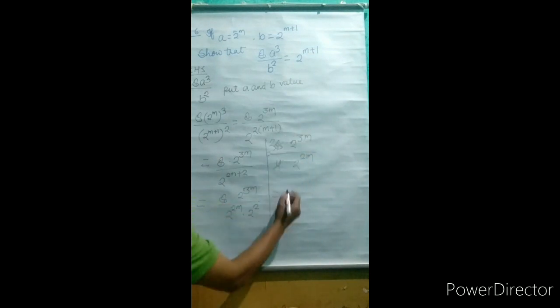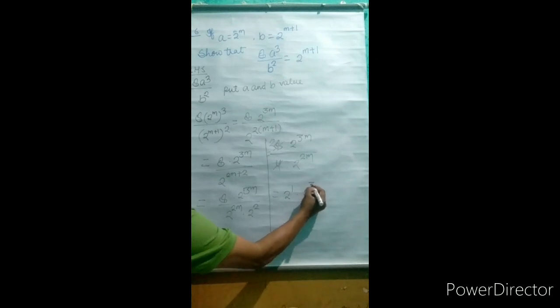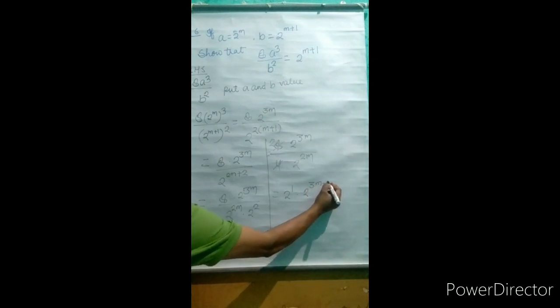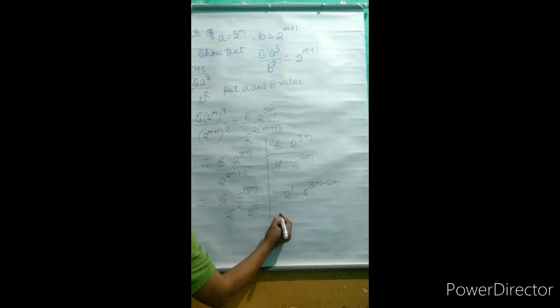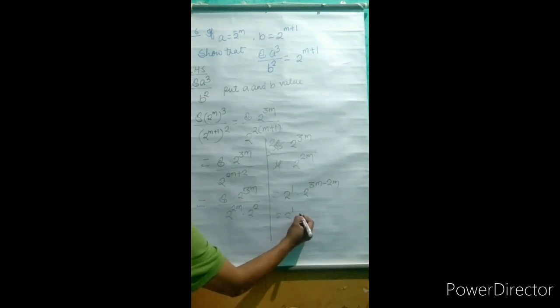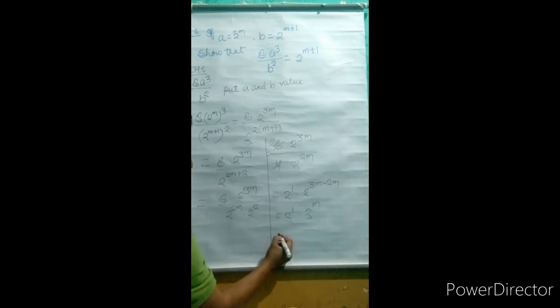The bases are the same, powers will subtract. 2 raised to power 1 multiplied by 2 raised to power 3m minus 2m, so it will be 2 raised to power 1 times 2 raised to power m. Now bases are the same, powers will add, it will become 2 raised to power m plus 1. So this is our question number 6.